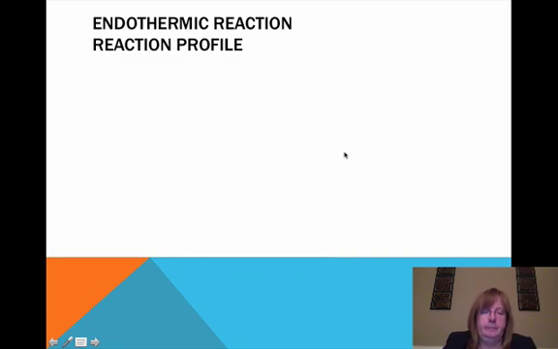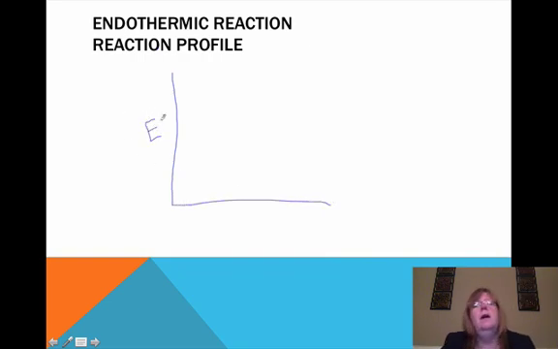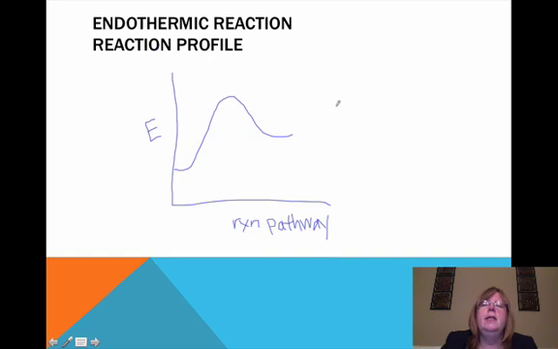Well, in contrast, we have our endothermic reaction. And what is different about this is that we've got the same thing. Energy is on our y-axis, and this is our reaction pathway, or you can think of it as time. And we're going to start at an energy, and we're going to end at a higher energy. So here our delta E is positive because we're ending at a higher energy than where we started, and that's called endothermic. So we're ending higher.